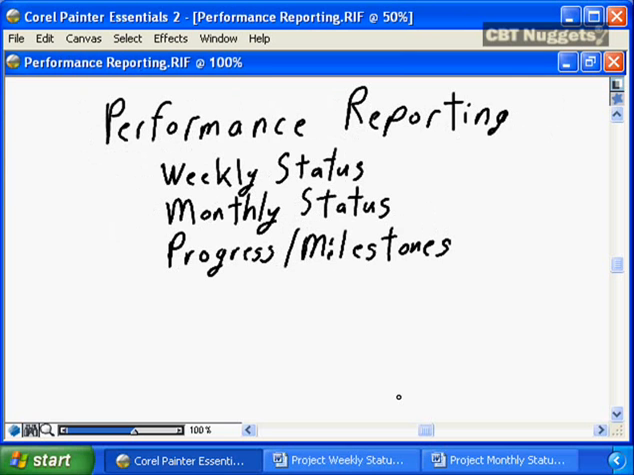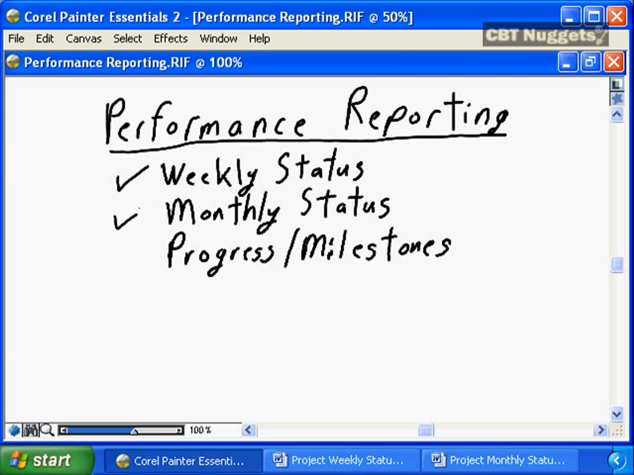Probably the single most important thing that you as a project manager need to communicate is going to be project status, or in the term of the PMBOK, performance reporting. You as a project manager need to prepare and provide weekly status reports to the project sponsor, and you as the project manager need to receive weekly status reports from your team members.